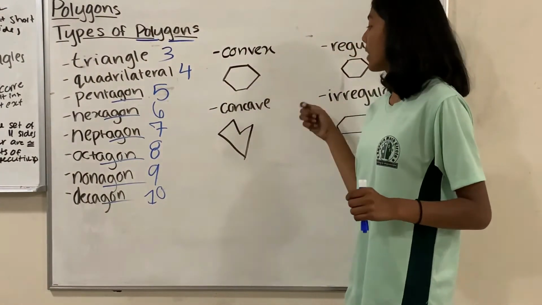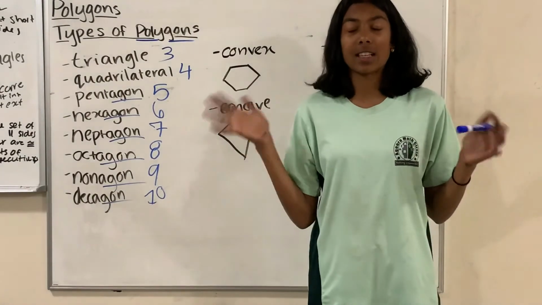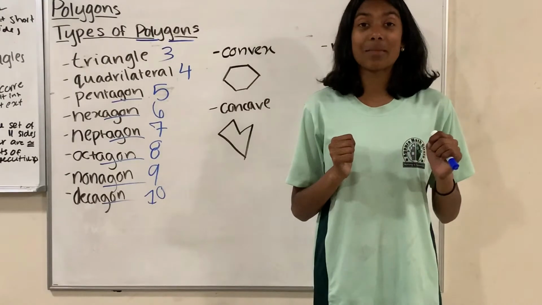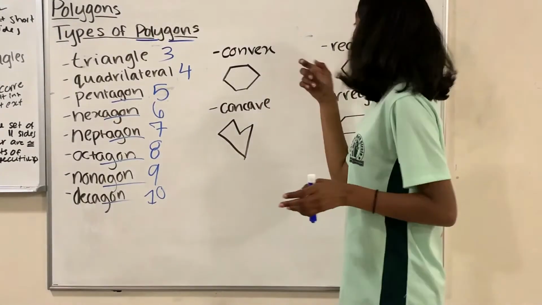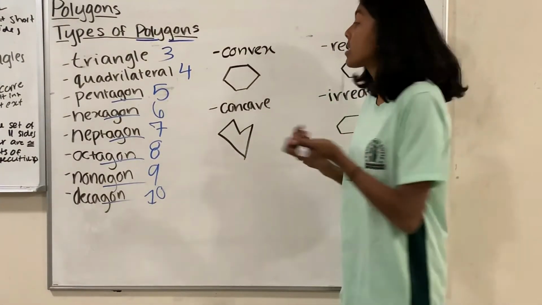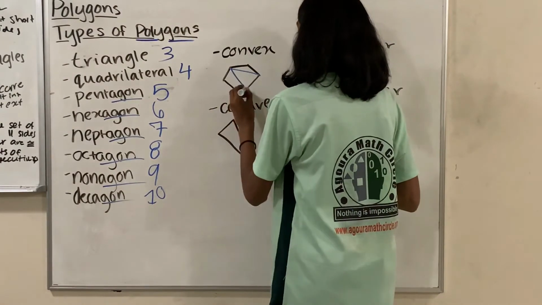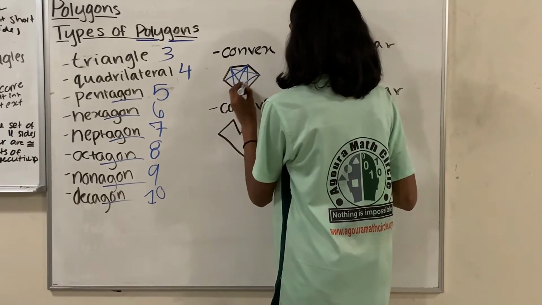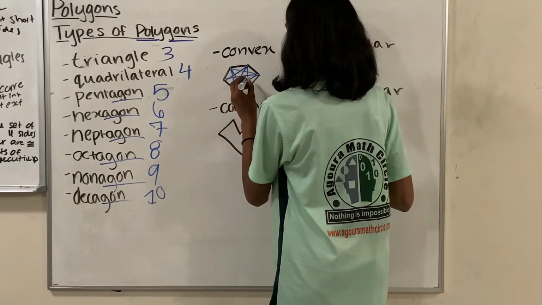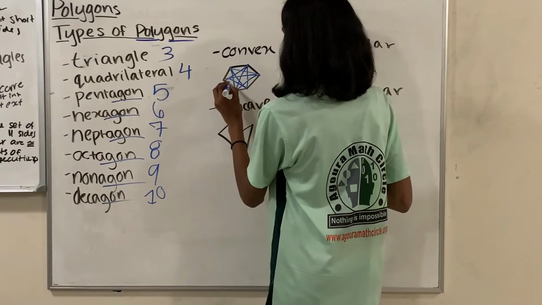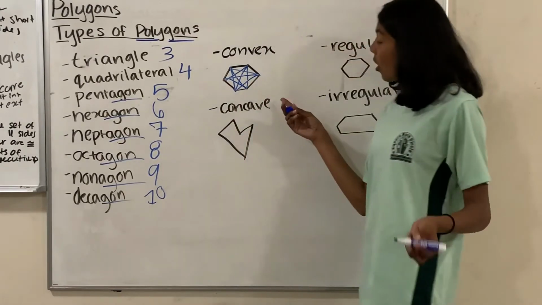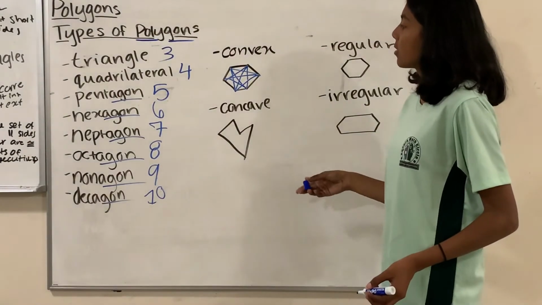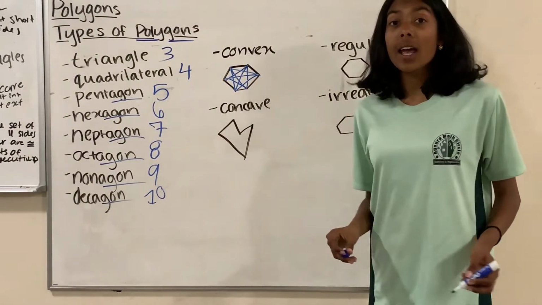So then we have convex and concave, which is another classification. Convex basically means that if you draw the diagonals for this, they all end up inside. So diagonal, diagonal, and those are all our diagonals. I might have missed one. No, I didn't. So basically, there you go. All of the diagonals are inside.